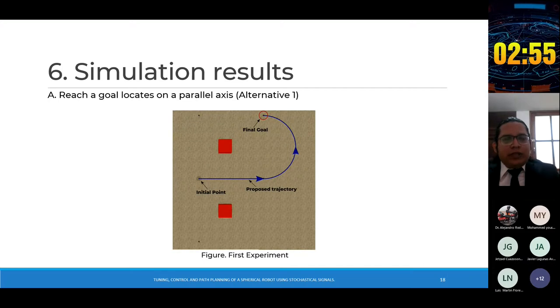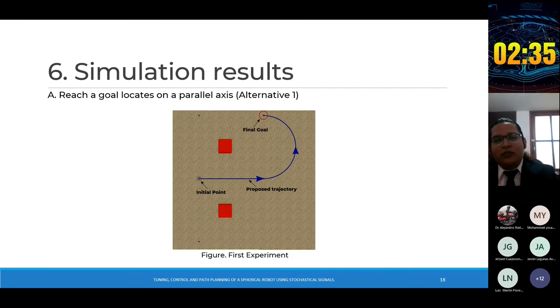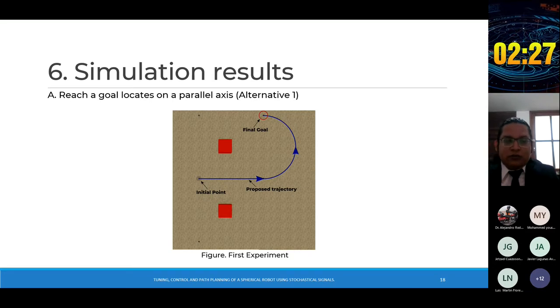So we simulate some trajectories where we propose the first such reach a goal located on a parallel axis. We have two alternatives for this. So we consider that we have two objects that do not permit the system to perform semicircular trajectories.